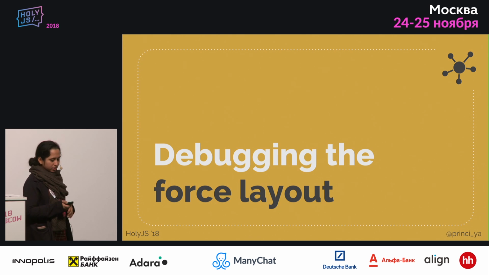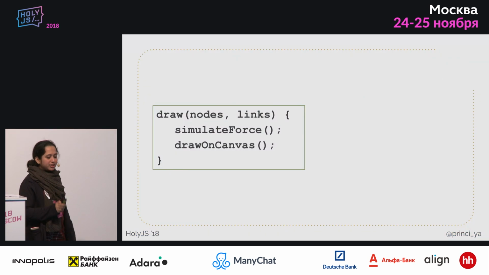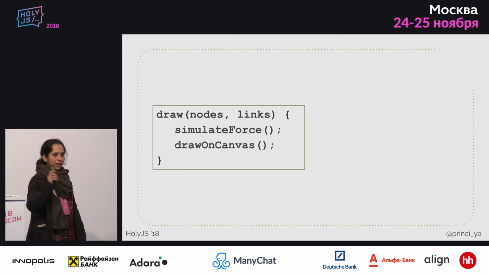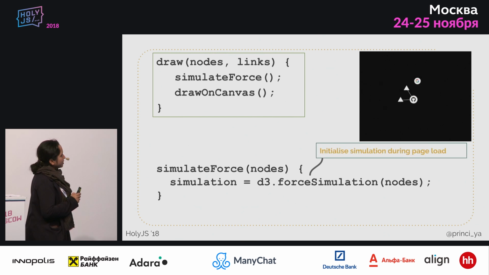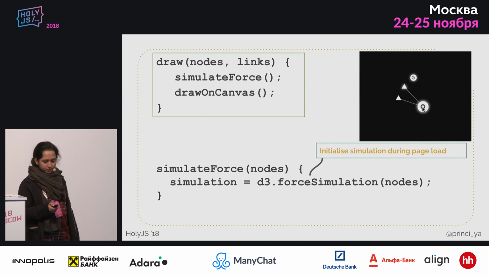Debugging the force layout, which was my interesting topic. To start with, the draw function took in the nodes and the links from the background script, and there was a simulate force function, which simulated all the physical simulations from D3's force layout algorithm. To start with, d3.forceSimulation initializes the simulation during the page load.